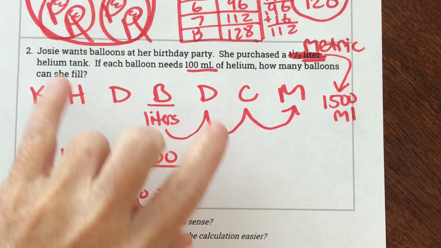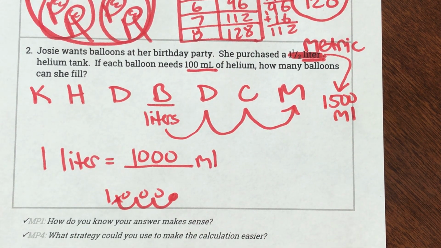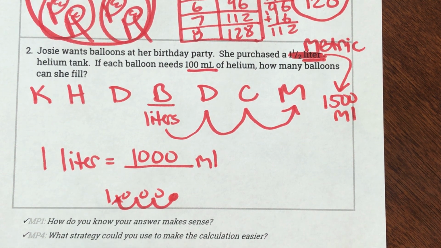So let's try and read it again. Josie wants balloons at her birthday party. She purchased a 1,500 milliliter helium tank. If each balloon needs 100 milliliters of helium, how many balloons can she fill?